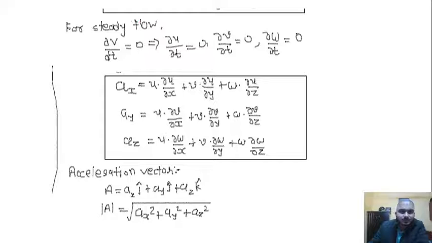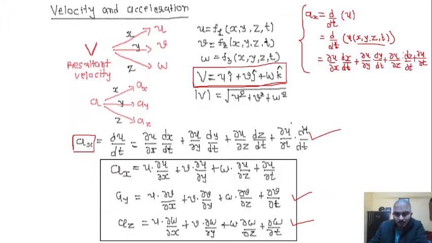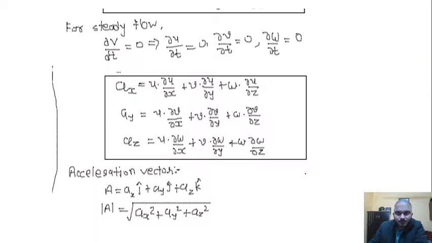The next is, for the case of steady flow, we can write del v over del t as 0. The meaning is that del u over del t will be 0, del v over del t is 0, as well as del w over del t is also 0 in this case. So if you see in our main equation of acceleration, this term will be 0, this term will also be 0, and this term will also be 0. So we have the modified acceleration equations for a steady flow.